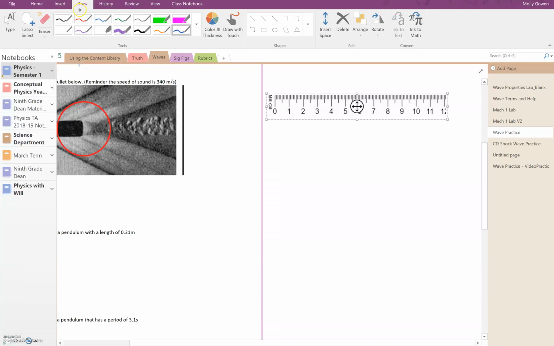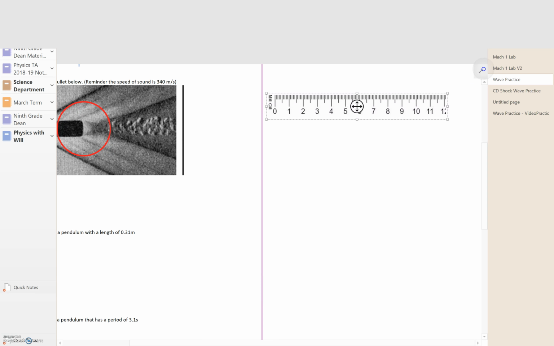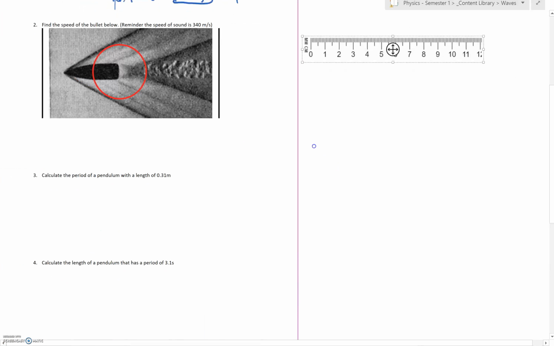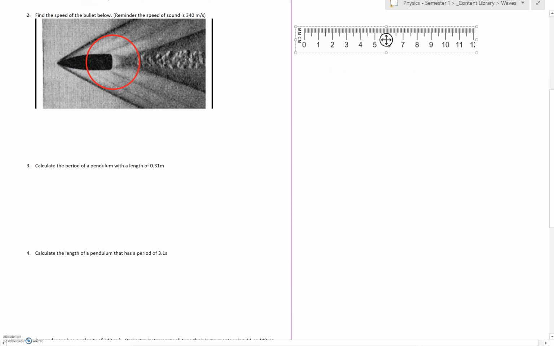I went up to the draw tab up here at the top, and over here where it says shapes, I drew the circle myself. I kind of just winged the size of it, just made sure it fit in there. Because remember, where you draw that circle doesn't really matter because you're measuring relative distances, okay? So keeping in mind here, the speed of sound is 340 meters per second.